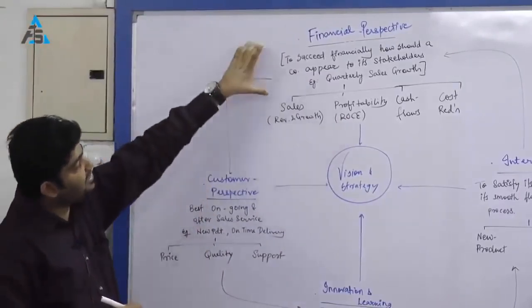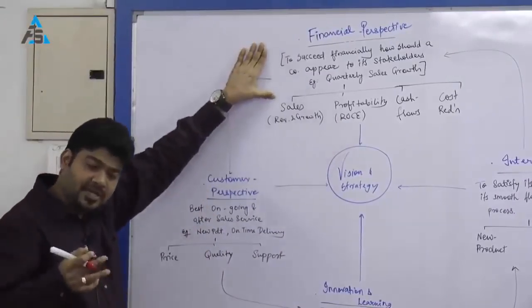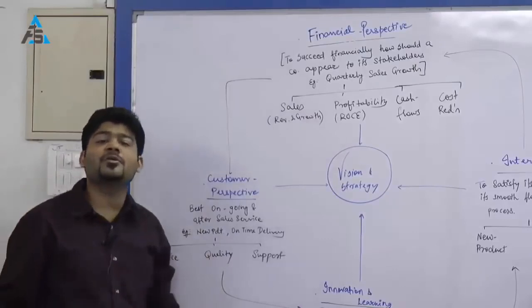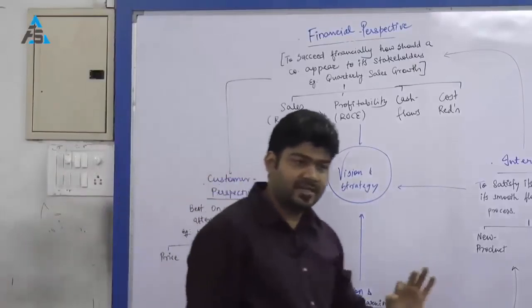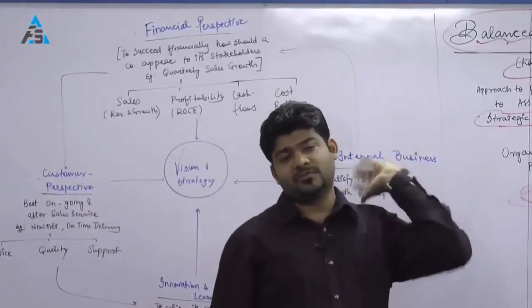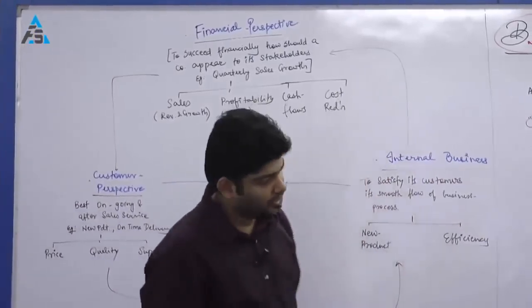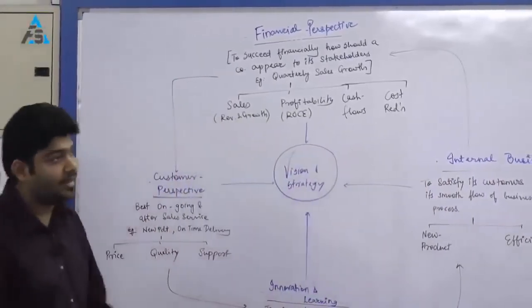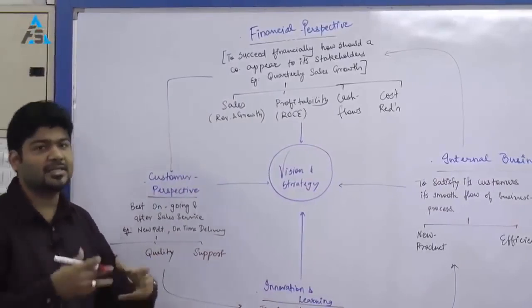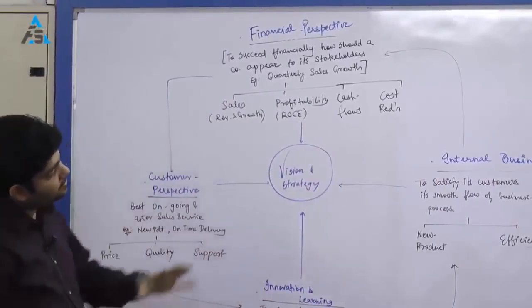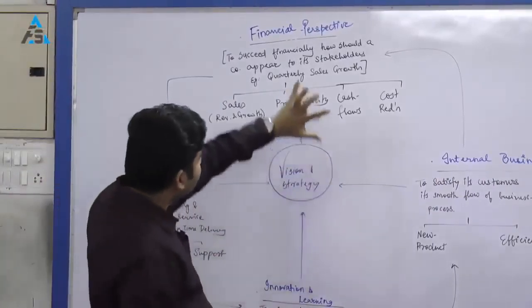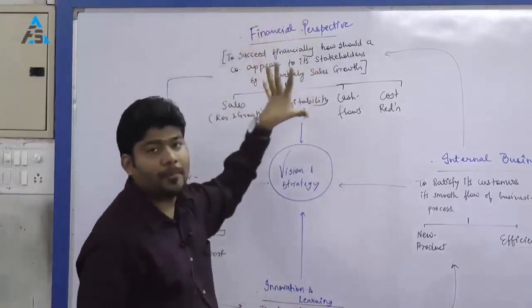On top, look at what is visible: the financial perspective. At the end of the day, what is needed? When is my shareholder going to be happy? When he gets dividend, when he gets money, when he gets valuation in terms of market capitalization. Then also he will be happy. So in short, when will that happen? When the company makes profit. When will profit come? When the company makes more sales. So the whole intent, what Kaplan and Norton said, is that this financial perspective is at the top.